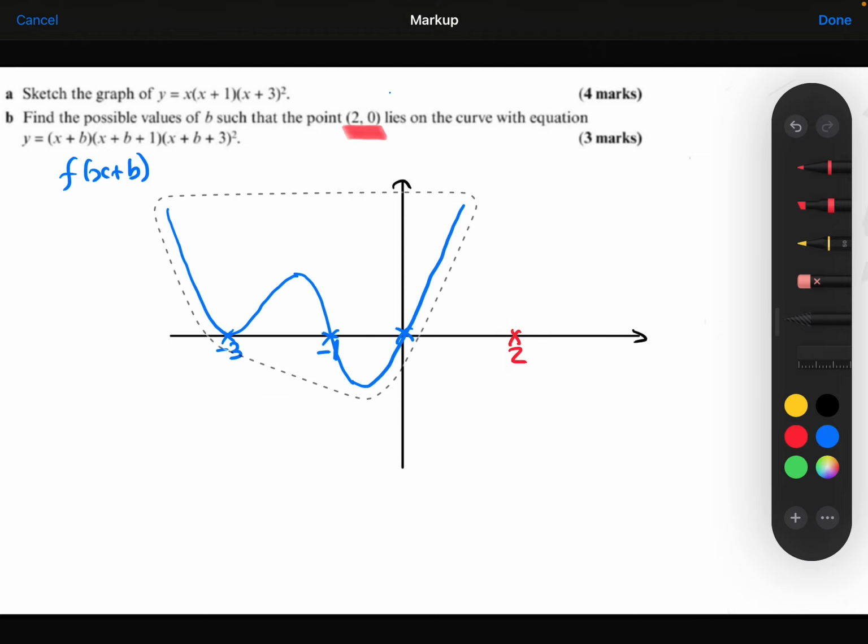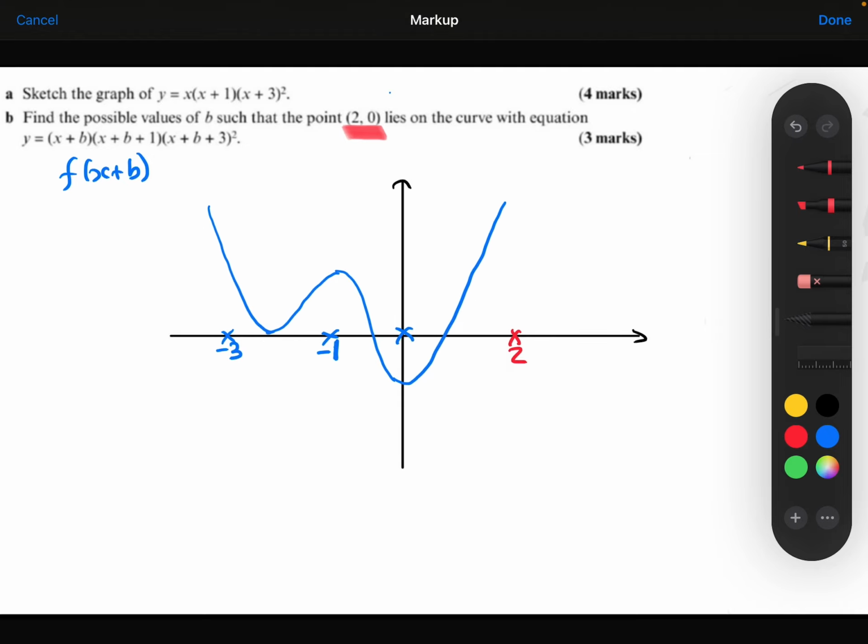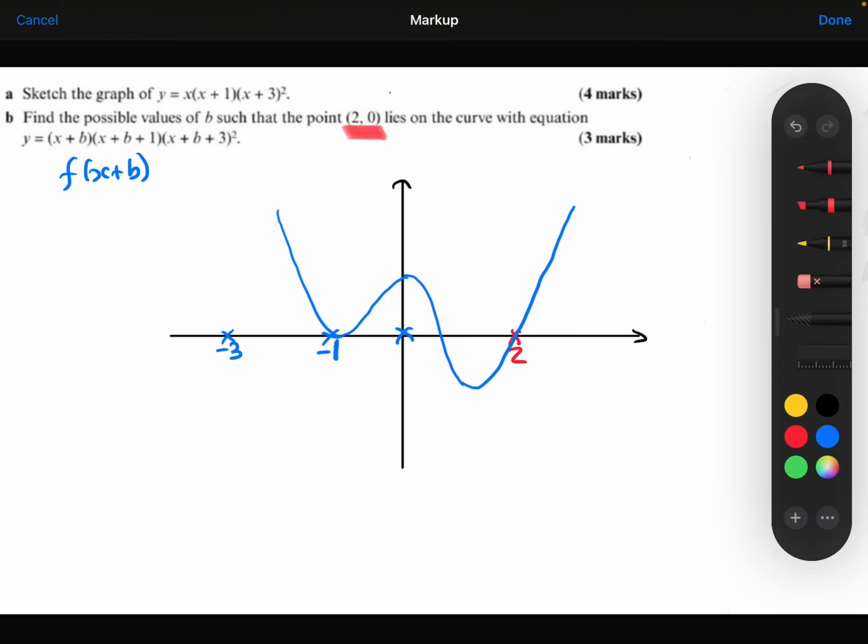So my function could shift over to the right. It was there, it could move over 1, 2 units like that. If it's going to move over 2 units in the positive direction, so it passes through at point 2, then b would be minus 2. So this is what would happen if b was minus 2.